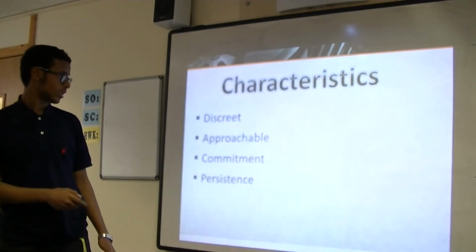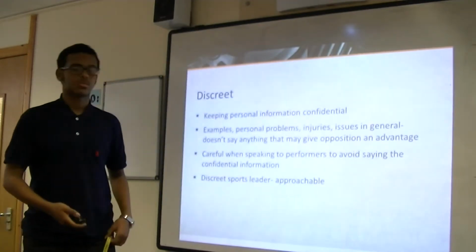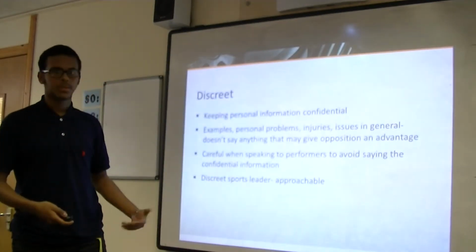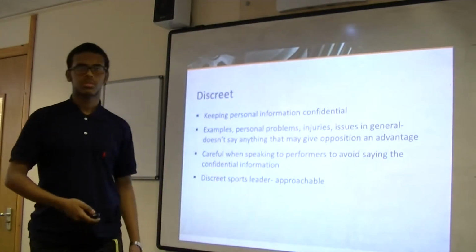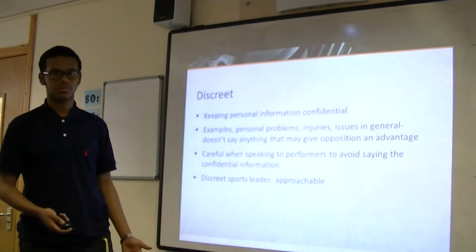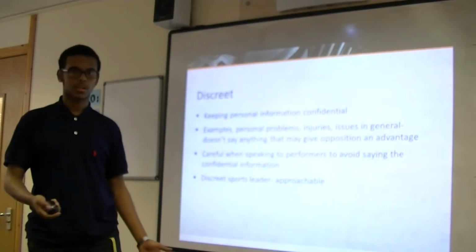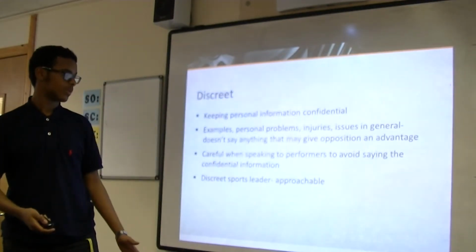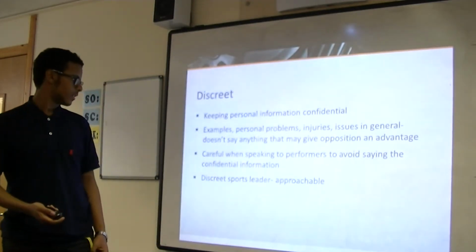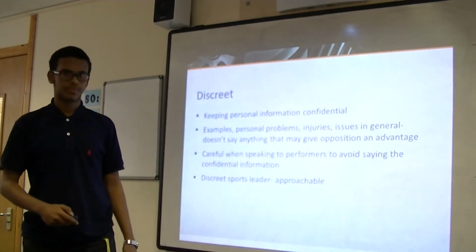So these are the 4 characteristics that I'm using: discreet, approachable, commitment, and persistence. The first is discreet. The manager must keep confidential some of the information that the players are willing to tell them, keeping the personal information confidential and not blurting it out in the media, etc. Examples could be personal problems, injuries, and issues in general that could help the opposition. You need to be careful when speaking to the performers to avoid saying something wrong that might agitate them. A discreet sports leader links into the next characteristic, which is approachable.